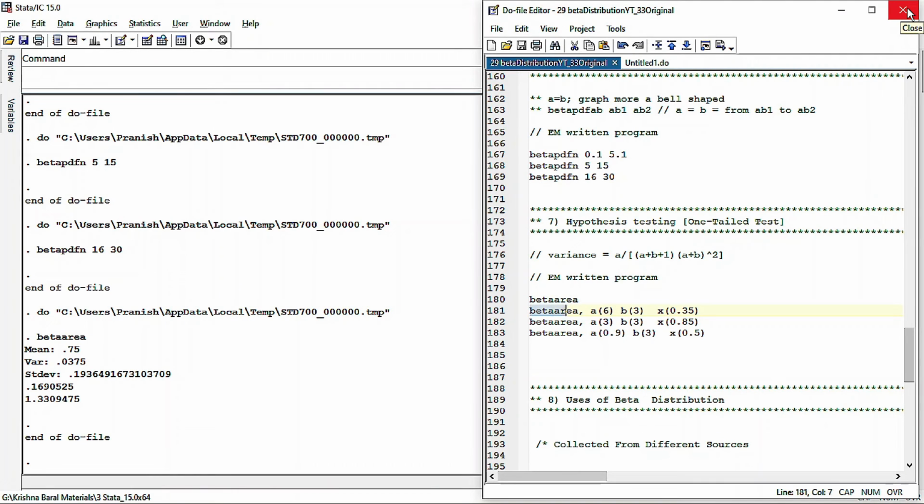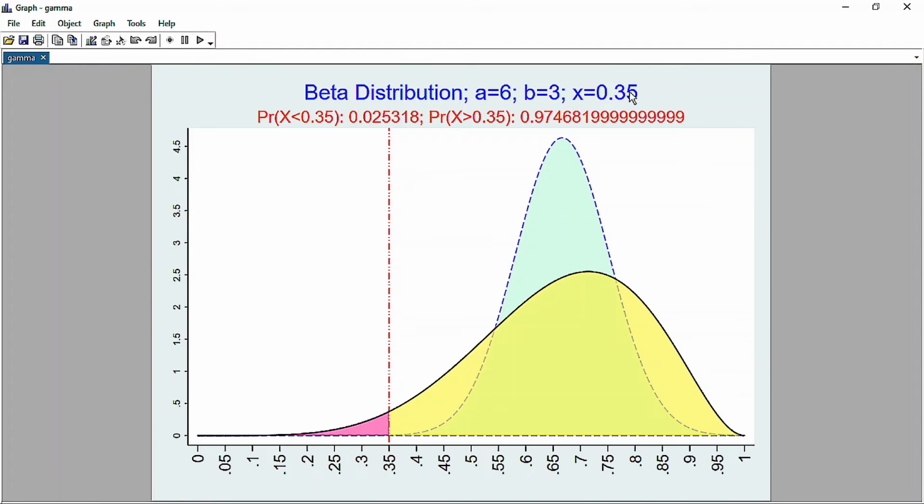Now let us manipulate both the shape parameters, and the value of a is 6, value of b is 3, and we want to test the null hypothesis whether the value of x is 0.35. Our null hypothesis is x is 0.35, and our two alternative hypotheses are x is less than 0.35 or x is greater than 0.35. So for this left tail test, the p-value is 3%. So we reject the null in this case.